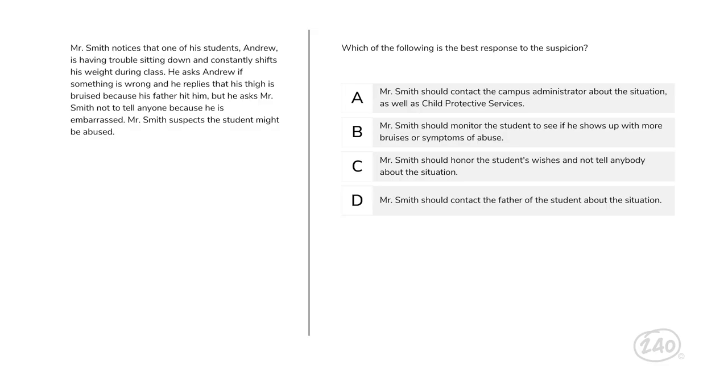Mr. Smith notices that one of his students, Andrew, is having trouble sitting down and constantly shifts his weight during class. He asks Andrew if something is wrong, and Andrew replies that his thigh is bruised because his father hit him, but he asks Mr. Smith not to tell anyone because he's embarrassed. Mr. Smith suspects the student might be abused. Which of the following is the best response to the suspicion?